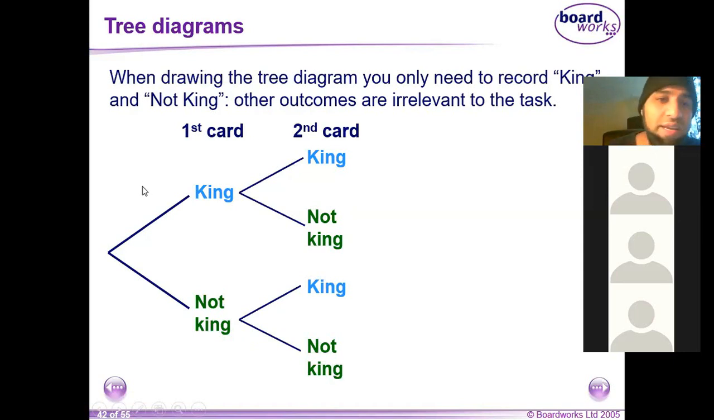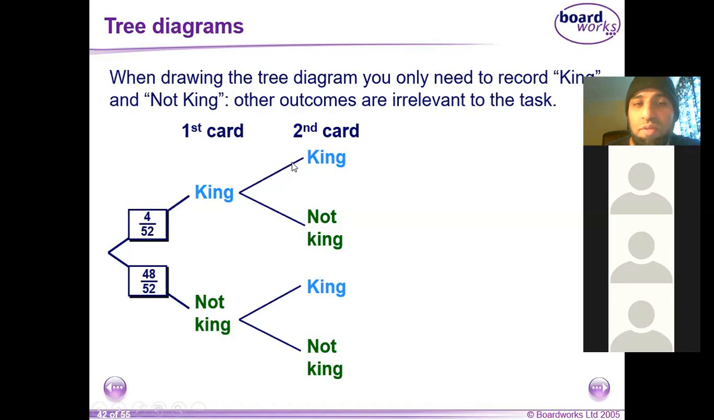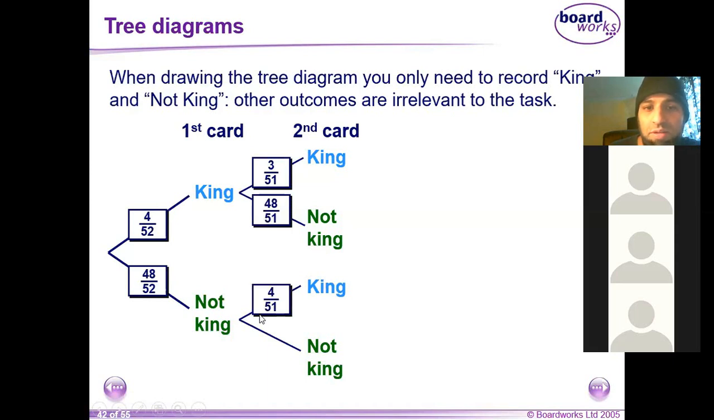So the probability of me getting a king is 4 out of 52. The probability of me not getting a king is going to be 48 out of 52, or 1 out of 13, and then 12 out of 13. The probability of me getting a second king now, because I've removed one from the deck, is 3 out of 51. And not a king is 48 out of 51. And so on and so forth.